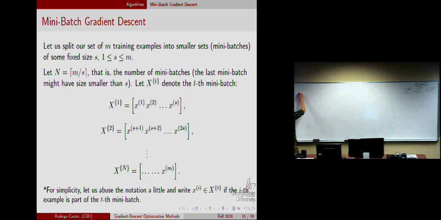So we have our training set. Let me write it like this. This is my big X. We have X1, X2. We're going to split this into batches of size S. So, for example, the first S examples we will call our first batch, which we will denote by big X with curly brackets 1.